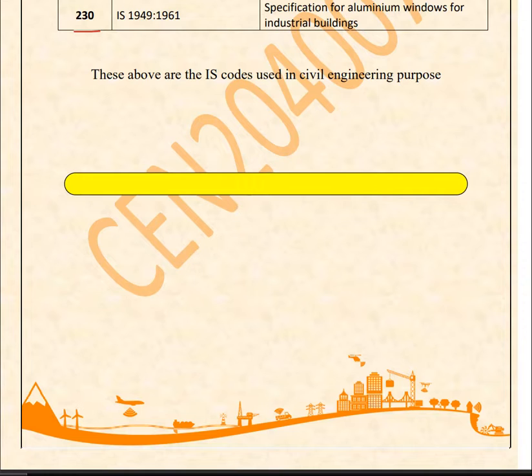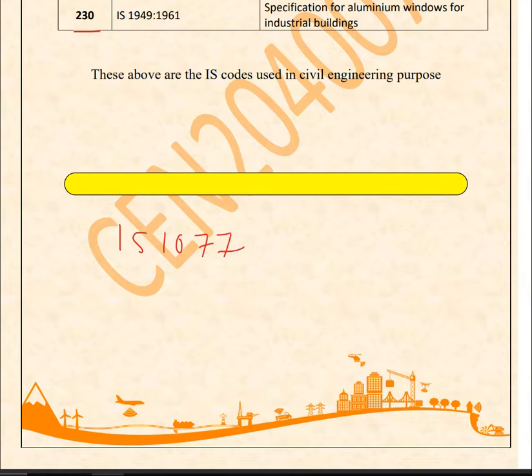Like in case of IS code for brick, that is IS 1077, and it is 1992. So what does it mean? It is the IS code and it is in the year 1992. Now how does the IS code actually look?